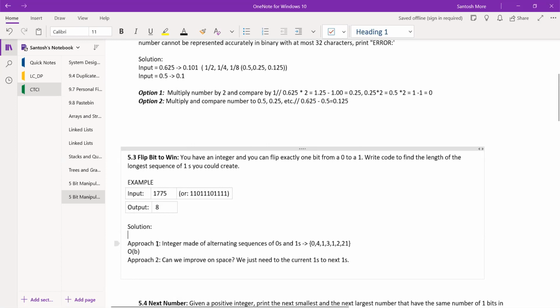The first approach suggested in the book is that the integer is made of an alternating sequence of zeros and ones. If you look at this number, what has been done is they have converted this number into an alternating sequence of zeros and ones. So the first number will be the number of zeros, the second will be the number of ones, again the number of zeros and the number of ones. So first you create an array of all these numbers.